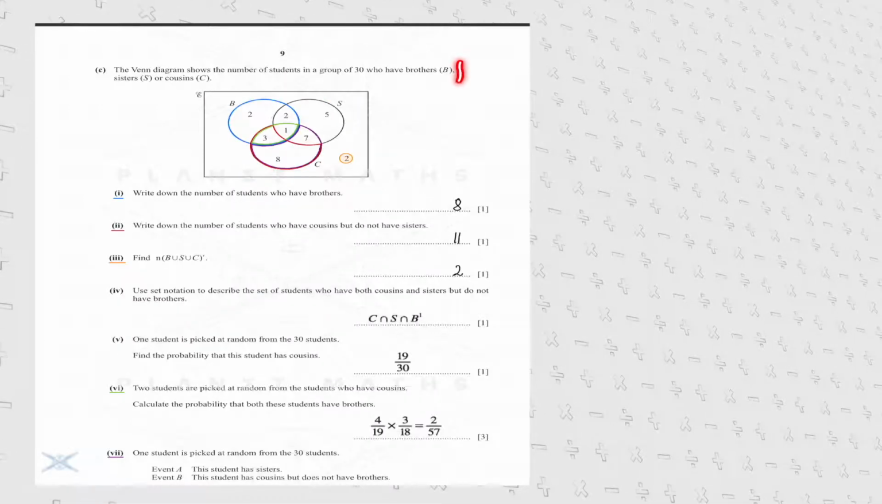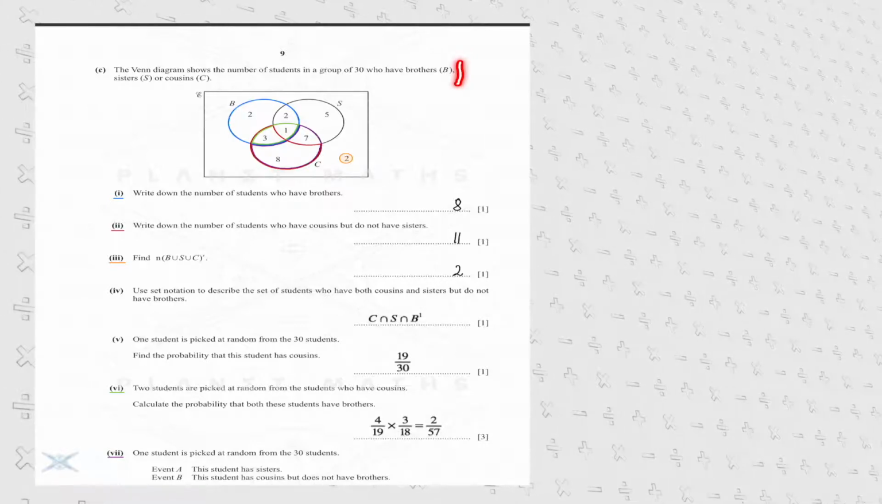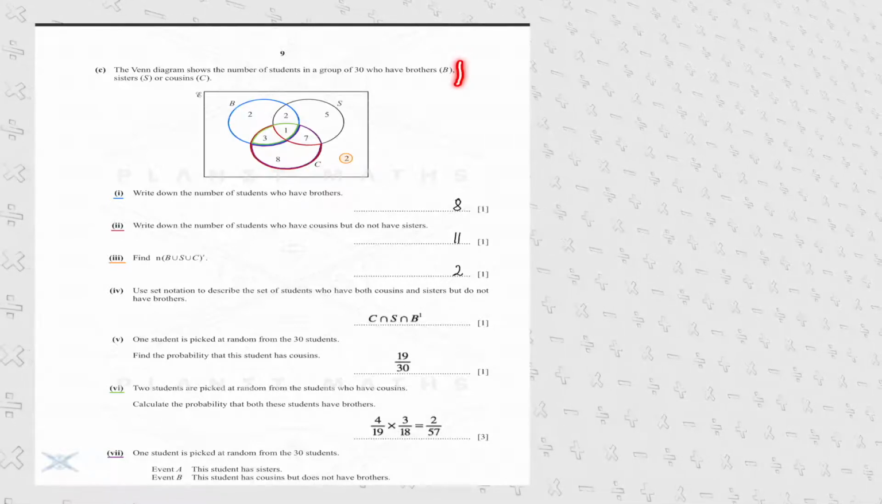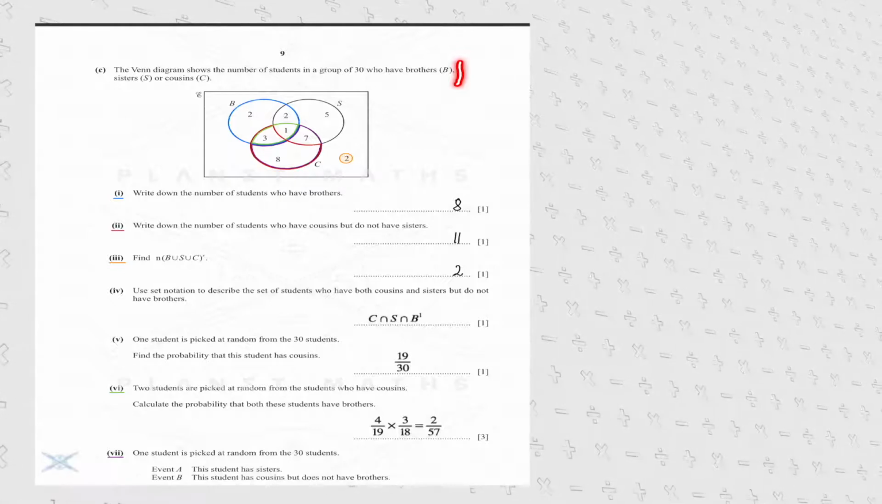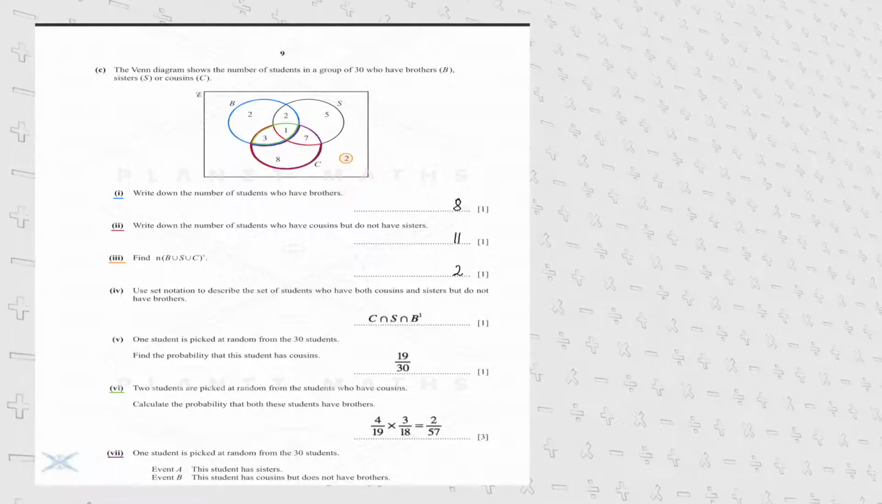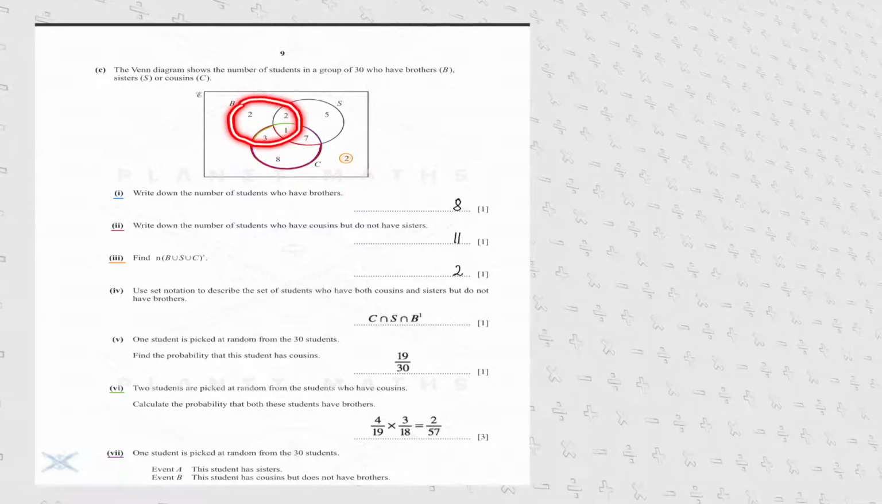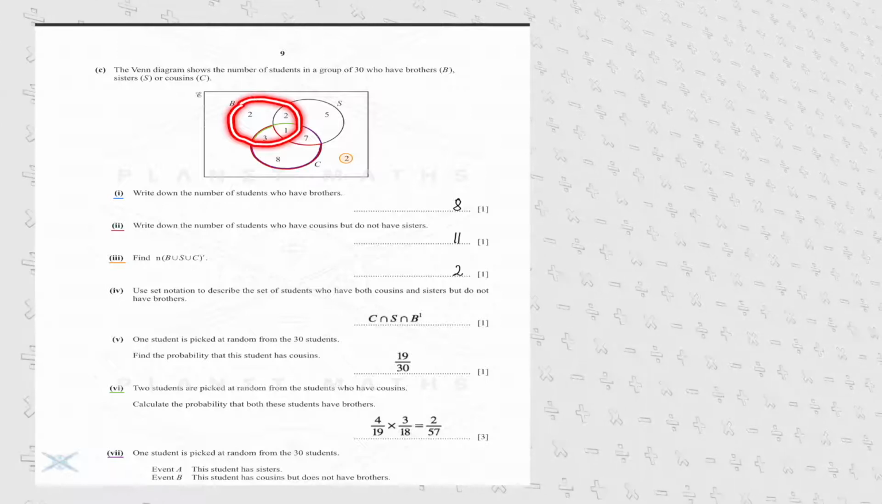In part C of this exercise, we are provided with a Venn diagram that shows the number of students in a group of 30 who have brothers, sisters or cousins. In part A, we're supposed to write down the number of students who have brothers, which is everything that has been highlighted in blue. So we simply add up the numbers 2 plus 2 plus 3 plus 1, which equals 8.